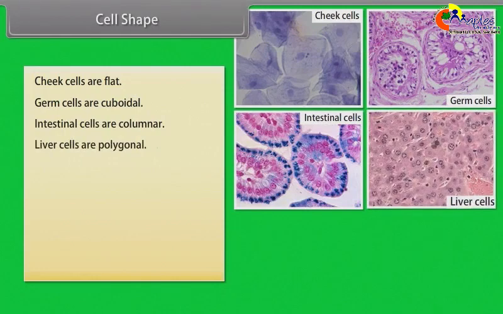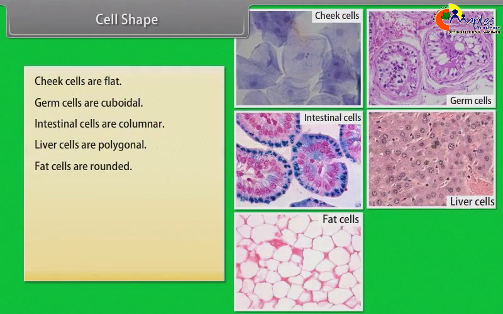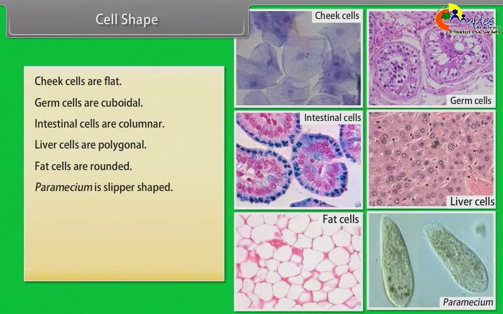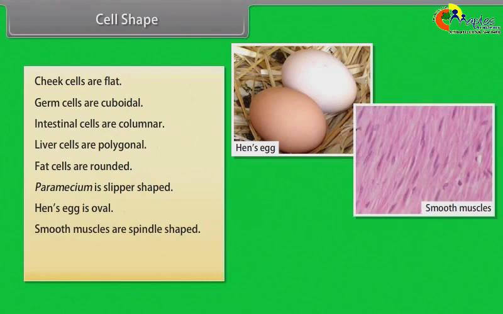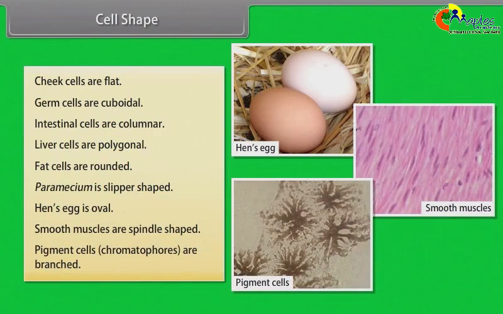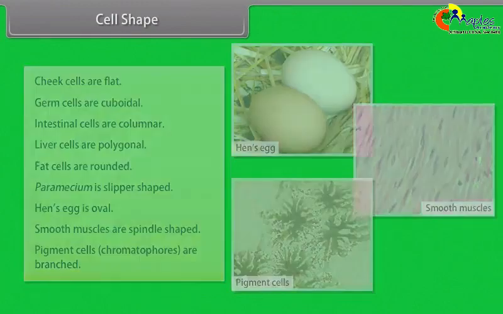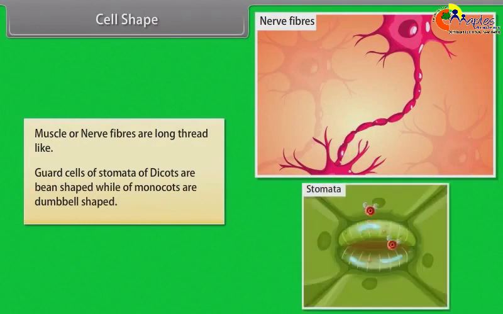Liver cells are polygonal. Fat cells are rounded. Paramecium is slipper-shaped. Hence, egg is oval. Smooth muscles are spindle-shaped. Pigment cells, that is, chromatophores, are branched. Muscles or nerve fibers are long thread-like. Guard cells of stomata of dicots are bean-shaped, while of monocots are dumbbell-shaped.